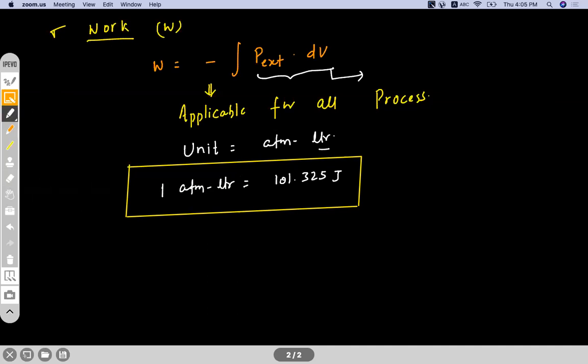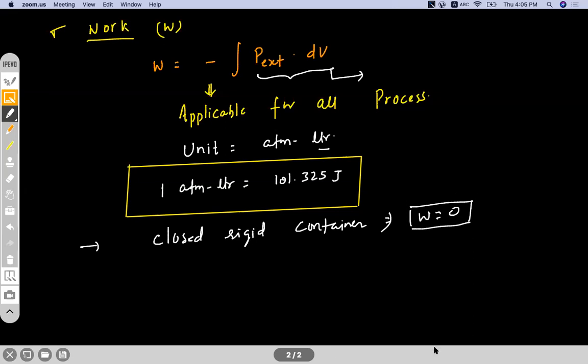Now we have also discussed if the wall is rigid, a closed rigid container. What is the work done? Work done is zero because there is no expansion or compression. Hence work done is zero. Correct? Reversible, irreversible process we have seen.